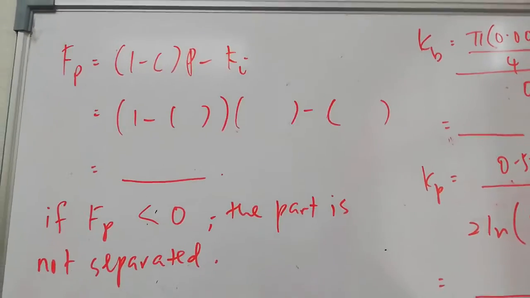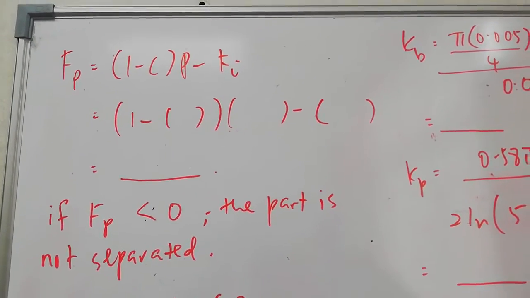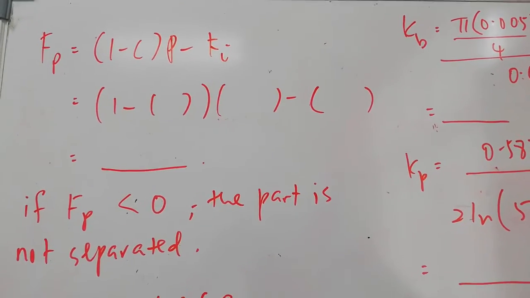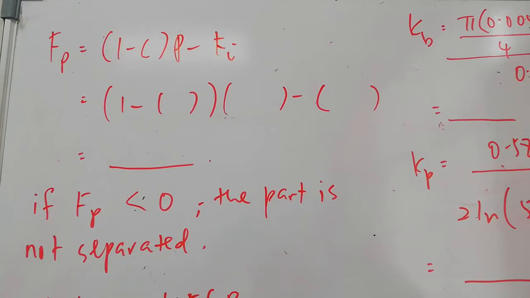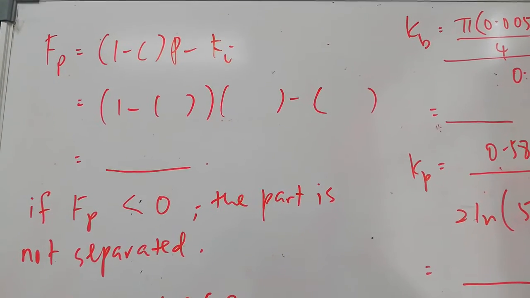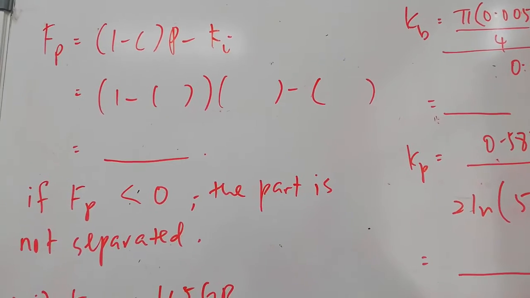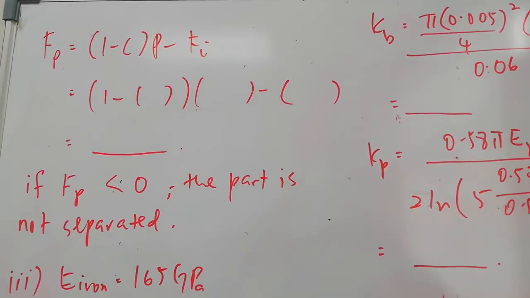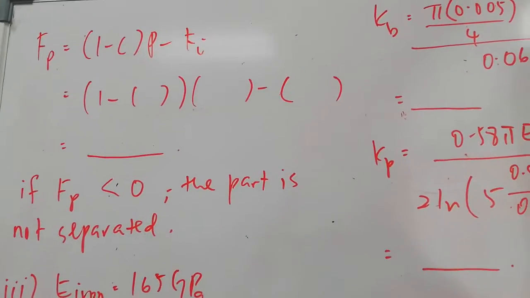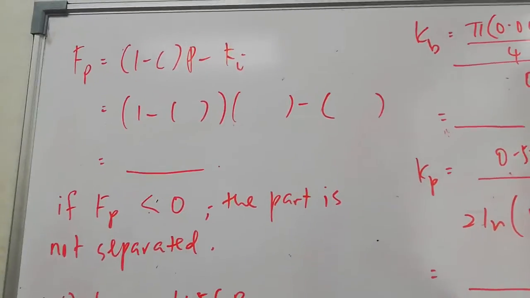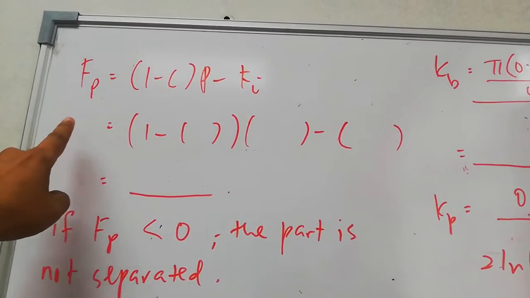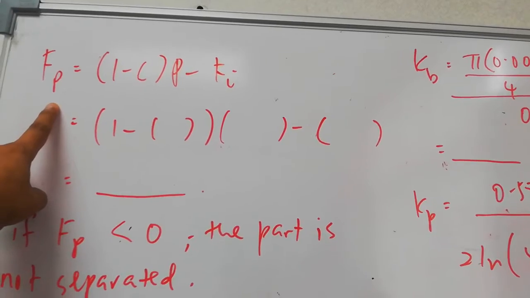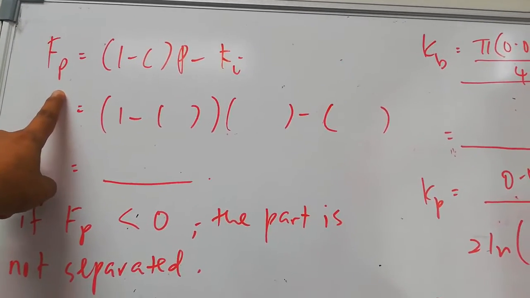Hello, welcome back. This is part 2 of the solution. In part 1, I explained the solution on the maximum external load that can be applied to the connection. Now, after we have determined the load, we can determine the clamping force on the clamp part.